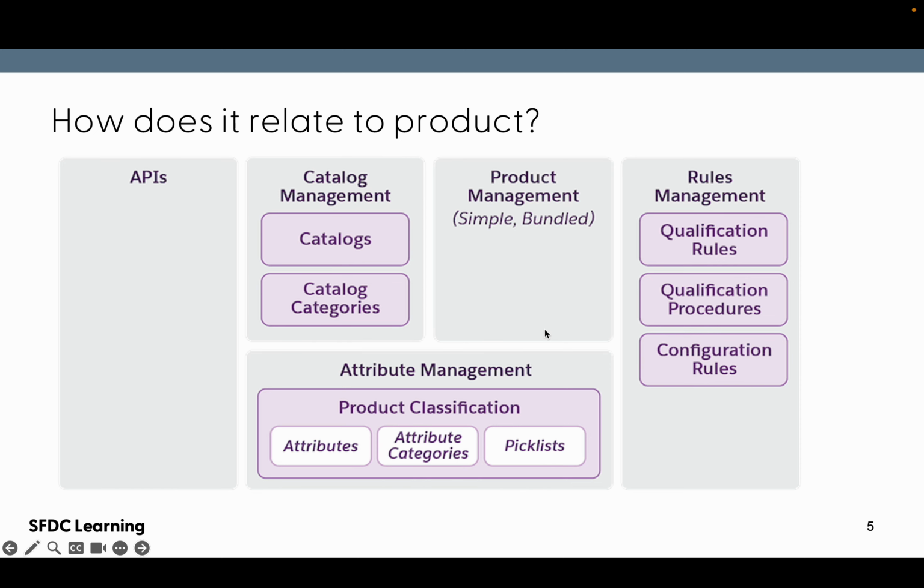Now, how does it relate to product? Product has a field called based on, which has a lookup to product classification. So first of all, you configure the product classification, add attributes, and then associate it with the product using this based on field. So that is how it is related to product.